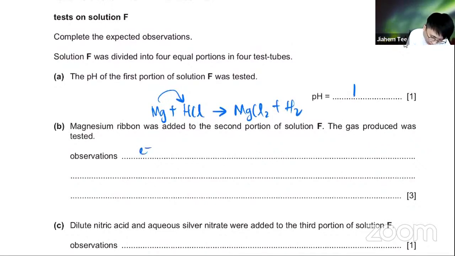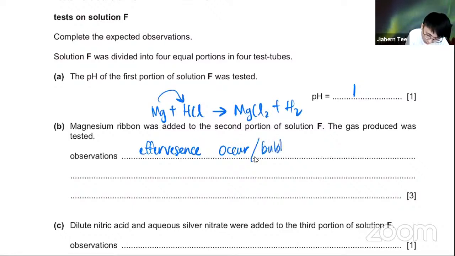So we can say effervescence occurs. Effervescence is not very good, because teachers don't really use effervescence. You can say bubbles form. That's the first observation.